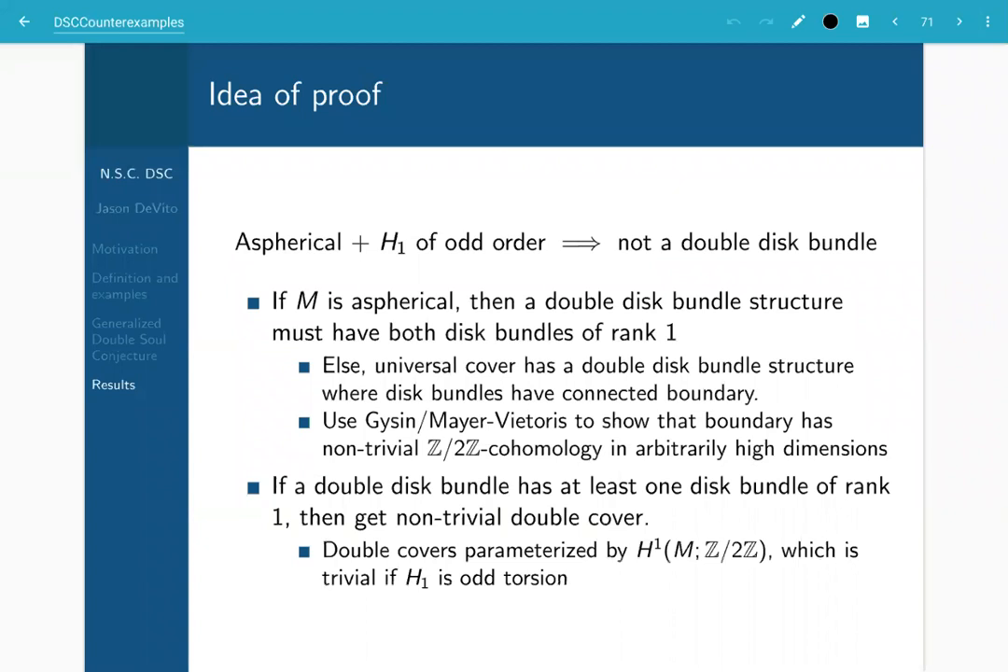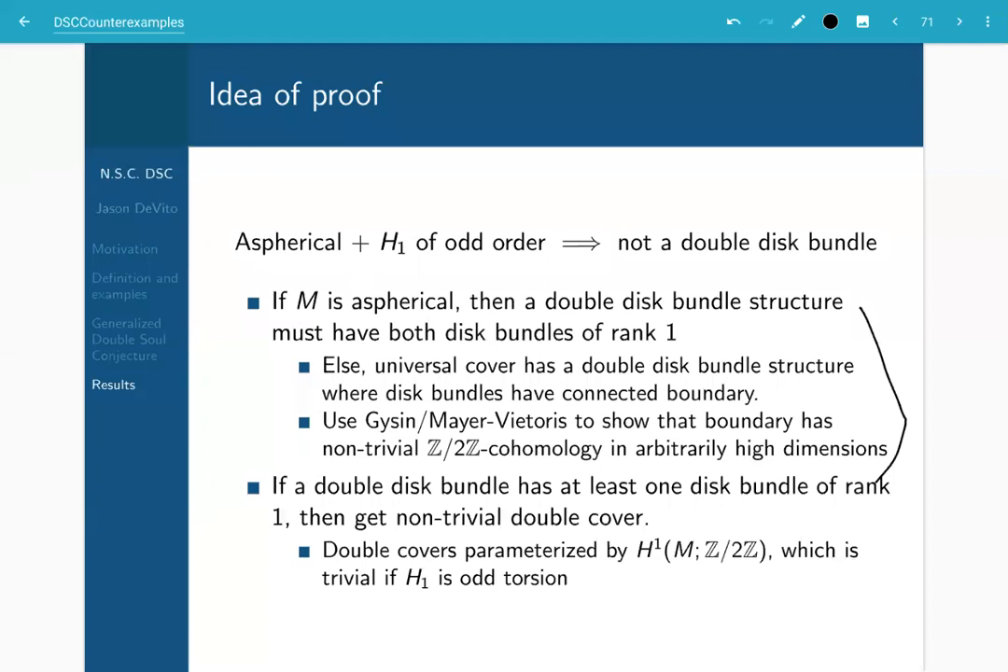If your H1 is odd torsion, then this H^1 with Z2 coefficients is trivial, which means there are no non-trivial double covers. And so if you put all this together, if something is aspherical and H1 is odd order and it's a double disk bundle, you get a contradiction. Aspherical means disk bundles are rank 1. H1 of odd order means they're not of rank 1. It's that simple. All right, so we get this obstruction using some fun topology. Oh, I should also mention this result here. If you go back to that Grove-Halperin paper I mentioned, it's hiding in there, but you can just kind of prove it directly in this case pretty straightforwardly. So they have a much more general result that this is a special case of.